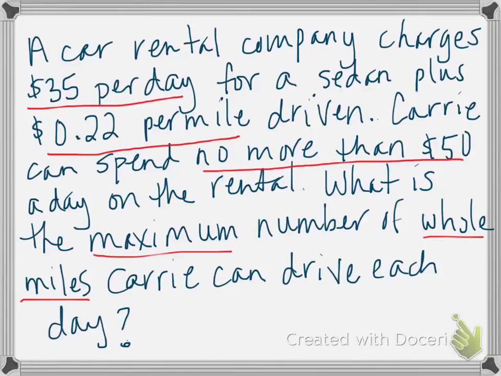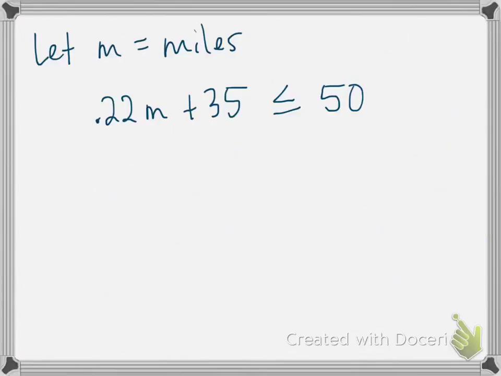So 35 for one day is $35. So it's not 35x. We're not finding it for a bunch of days. We're finding it for one day. All right, so let's look at our inequality. Let m equal miles, let x equal miles. Remember, you can use the letter of your choice. 22 cents per mile plus $35 per day, but it's only for one day, so it's just $35, has to be less than or equal to 50.